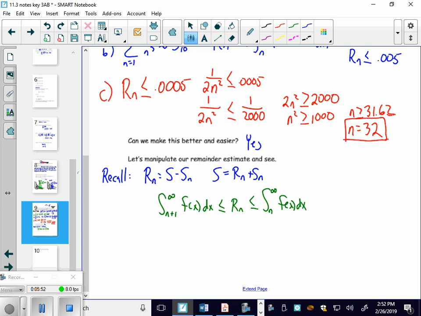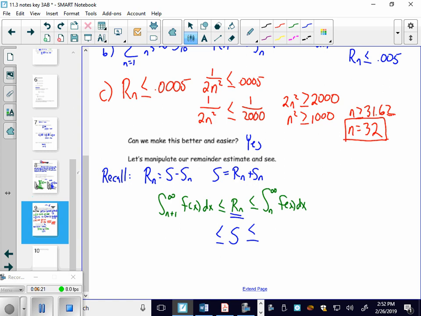If I want to make that middle piece s, not s sub n, s from the equation right above it, if I add s sub n to r sub n, I get s. So if I make that middle piece s, that means I had to have added s sub n to r sub n to get s.